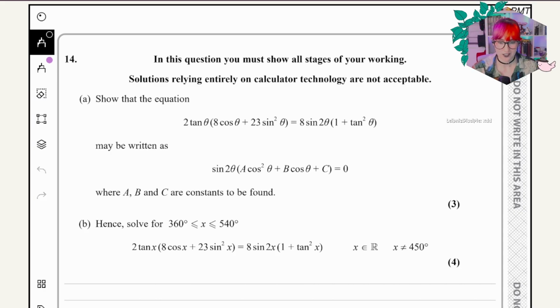Right, show that the equation may be written in this form where a, b, and c are constants to be found. Hence, solve for a given range of values of theta the expression. And it's the same expression, which is nice. Unfortunately not SOHCAHTOA, but we are going to use some other trig functions.